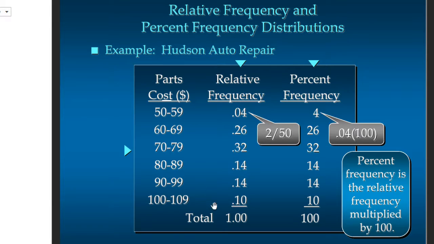Once you set up this relative frequency, you know how you get the percent frequency, right? It's kind of obvious. You change that to percent. You just drop this point, move it two steps back, so it becomes 4, 26, 32, 14, and 10. So if you add all the percent frequencies, of course it's going to be 100. If you add all the relative frequencies, it's going to be 1, right?